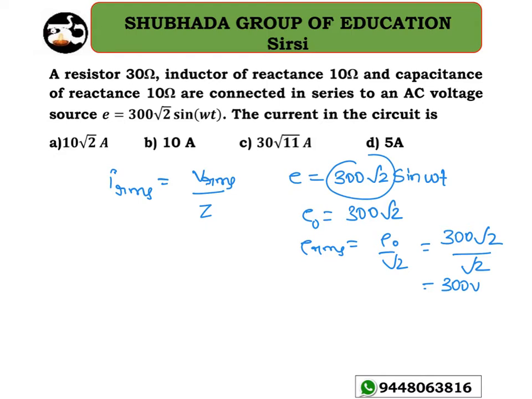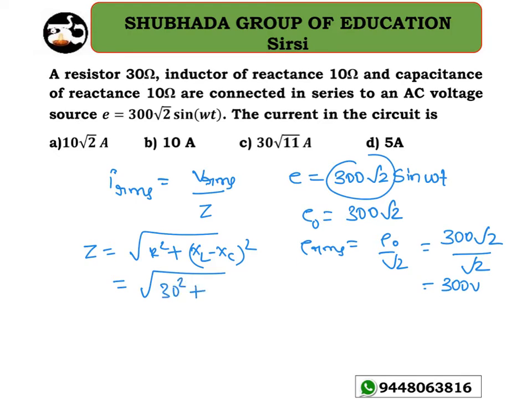Let me try to get the value of impedance now. How to calculate impedance? Impedance Z is equal to square root of R square plus XL minus XC the whole square. That is equal to square root of R, which is given as 30, square, and the XL.